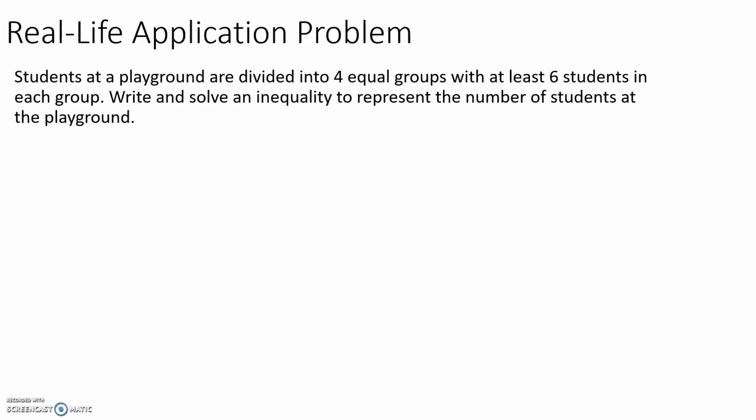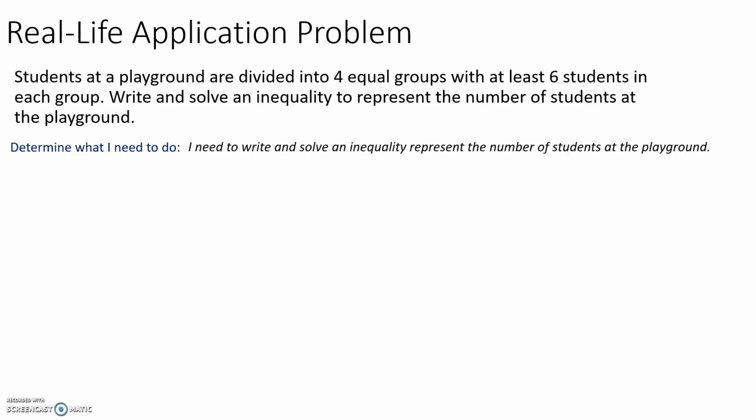Students at a playground are divided into 4 equal groups with at least 6 students in each group. Write and solve an inequality to represent the number of students at the playground. All right, so first I need to determine what I need to do: write and solve an inequality to represent the number of students at the playground. Then I need to identify the information I know from the text.